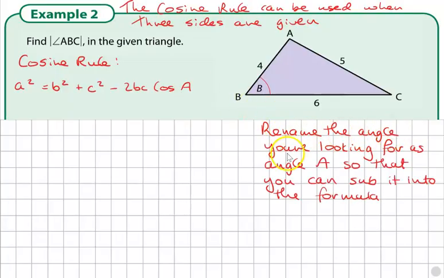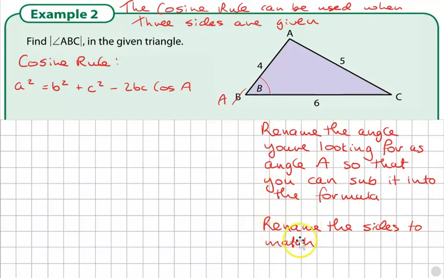We're going to rename the angle you're looking for as angle A so that you can sub it into the formula, because in the cosine rule, the only capital letter is A, so cos A. So the angle that we're looking for, we're going to relabel as A. So angle B gets relabeled as angle A. If this is angle A, then the opposite 5 is going to be lowercase a. We're going to label that as lowercase a. And if this is angle A originally, and now we have a new angle A, we'll have to relabel this angle as well.